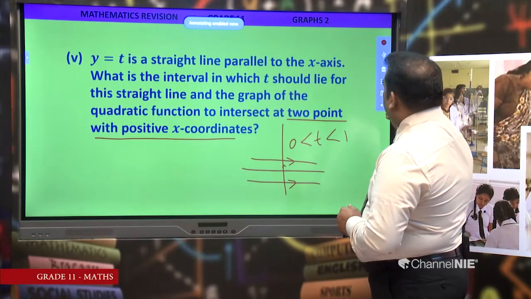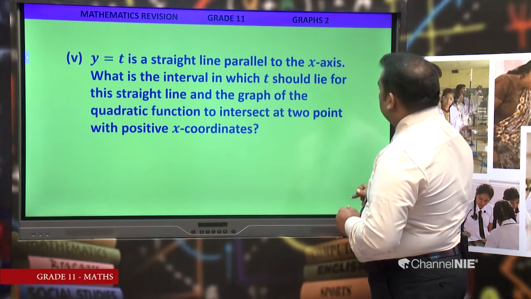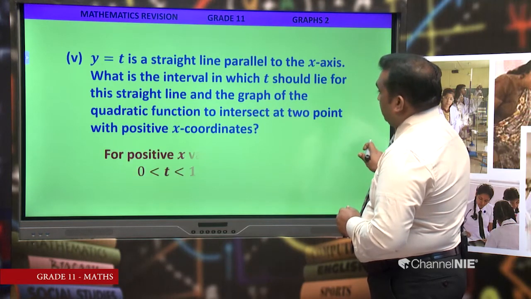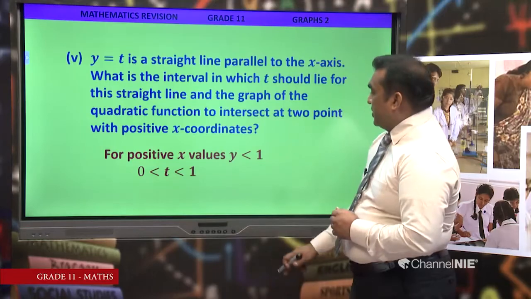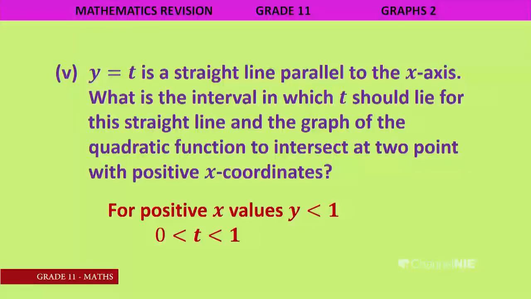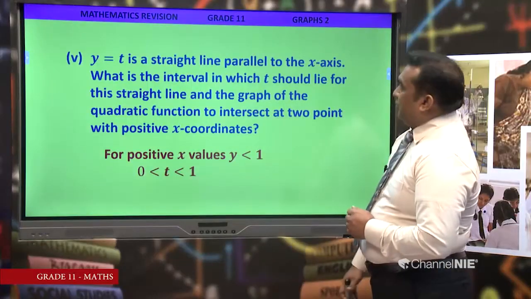Okay, we'll see it. For positive x values, y less than 1, t should lie between 0 and 1, according to the given two positive x coordinates. This is the answer for that part.